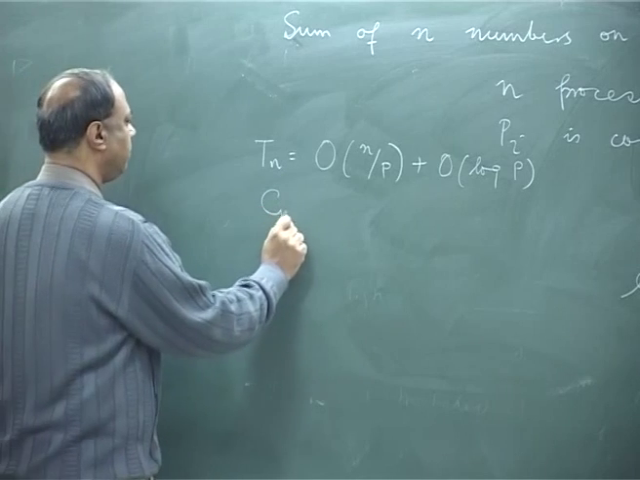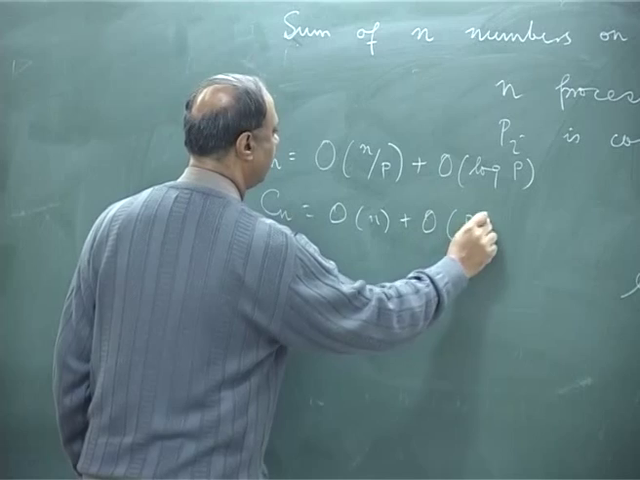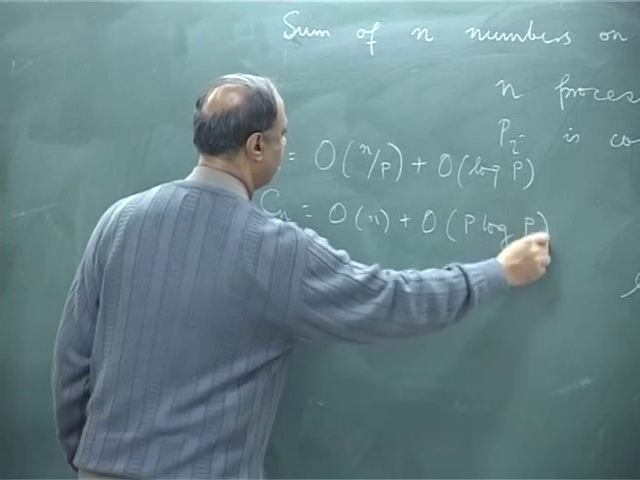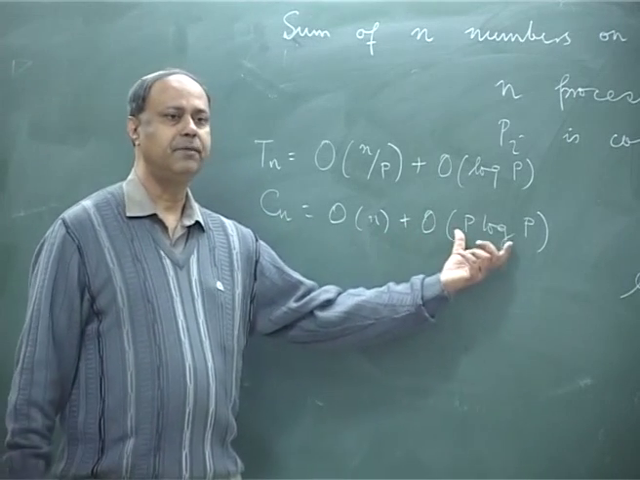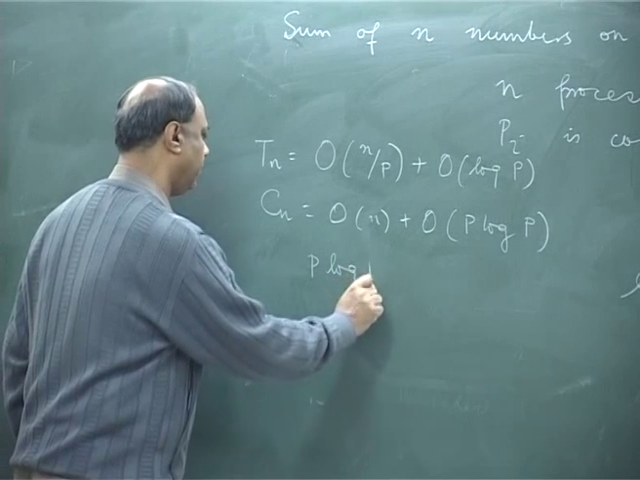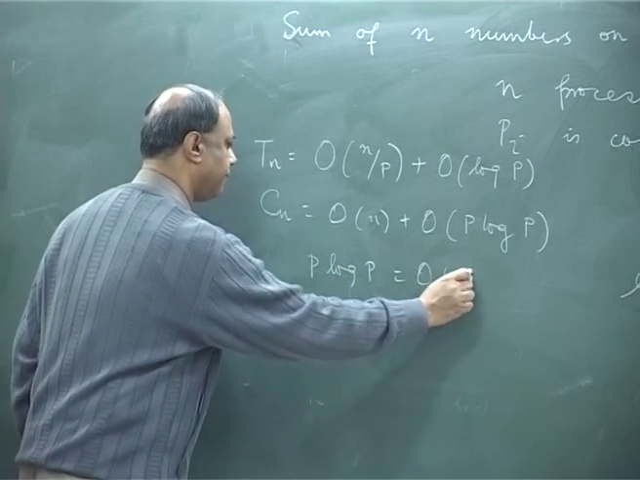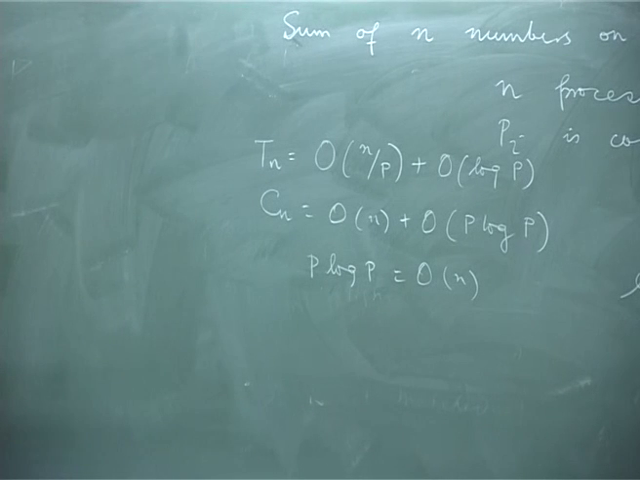And that means cost becomes order n plus order p log p. So this becomes cost optimal only if p log p is order n. That is p is of the order n by log n. Okay? So you can verify it.